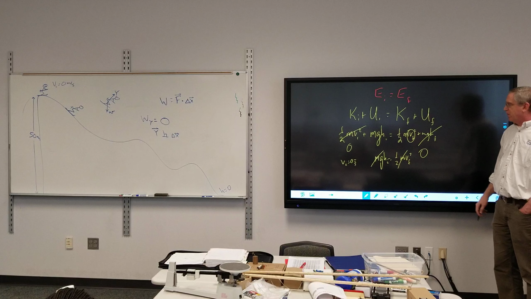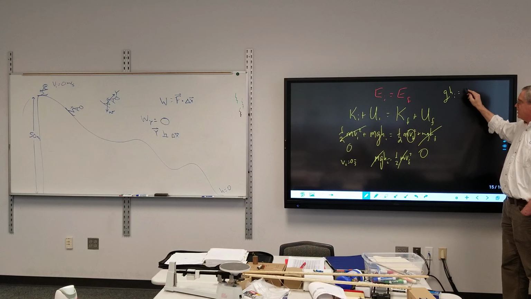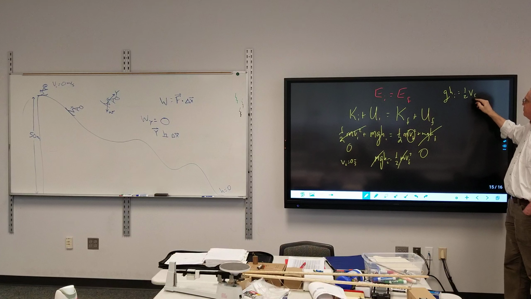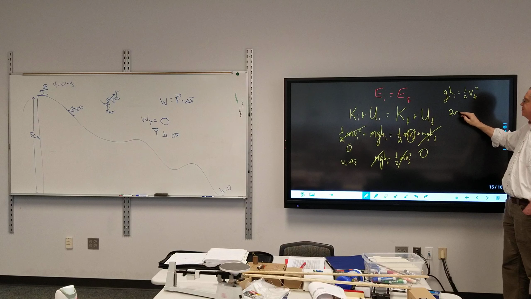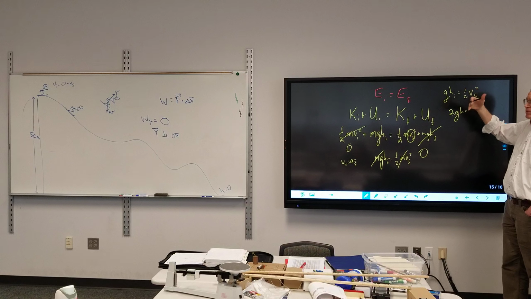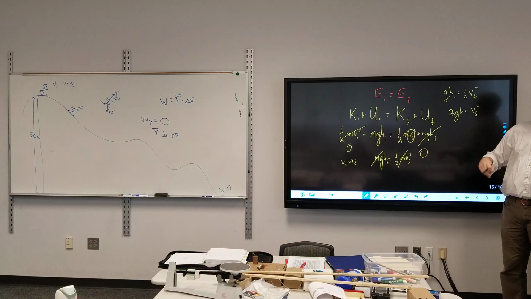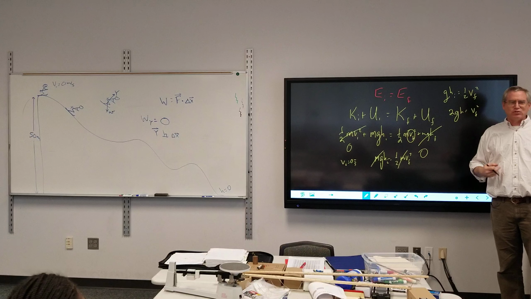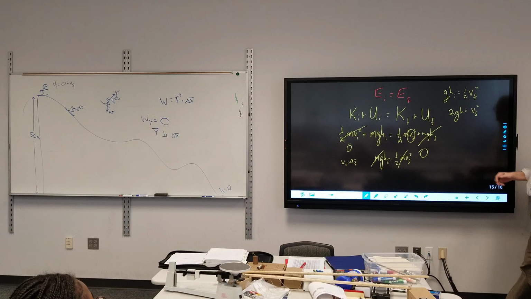All right, so now we're left with g times the initial height is equal to 1/2 v final speed squared, and so multiply both sides by 2. You can plug in numbers at any point that you want, but I know people deep down inside would rather just look at letters on the board than numbers.